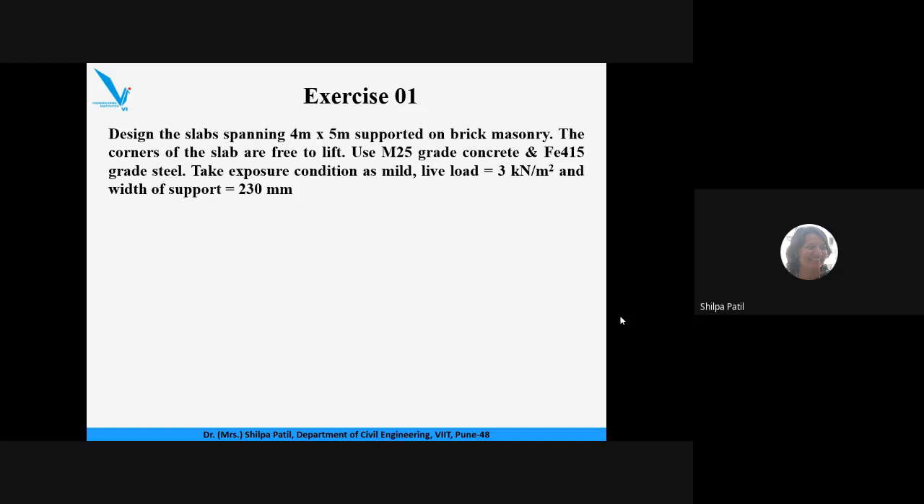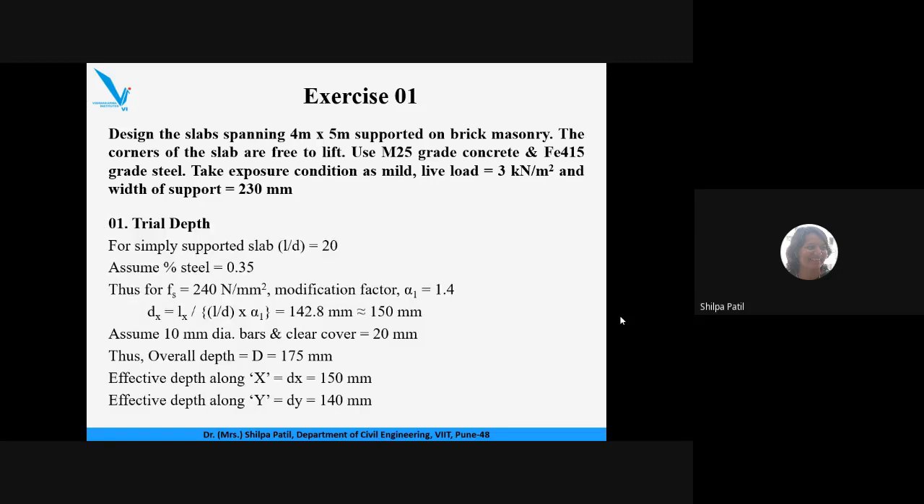Okay, so for this data, the first step is to find out the trial depth. For finding the trial depth, as it is a two-way slab, it is a simply supported slab. It will be considered as simply supported because the corners are free to lift, and in this case we do not consider any continuation of any side or any edge of the slab. So this is considered as a simply supported slab.